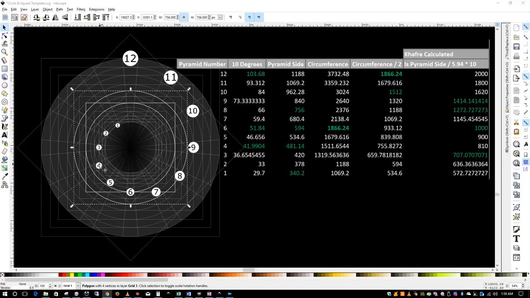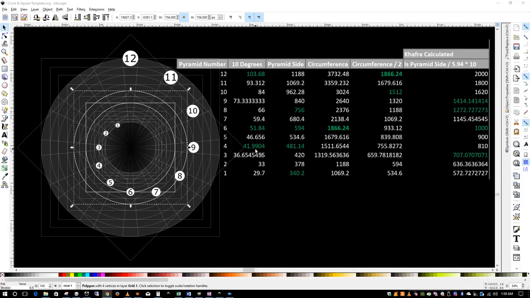Then we have number 4, and number 4 is our 481.14 that we're all familiar with, which is what we see as the height of the Great Pyramid minus the top of it. The top of it now is roughly about 455 feet. But 481.14 represents the feet of the Great Pyramid in height. As you can see here, the circumference divided by 2 is roughly 756.